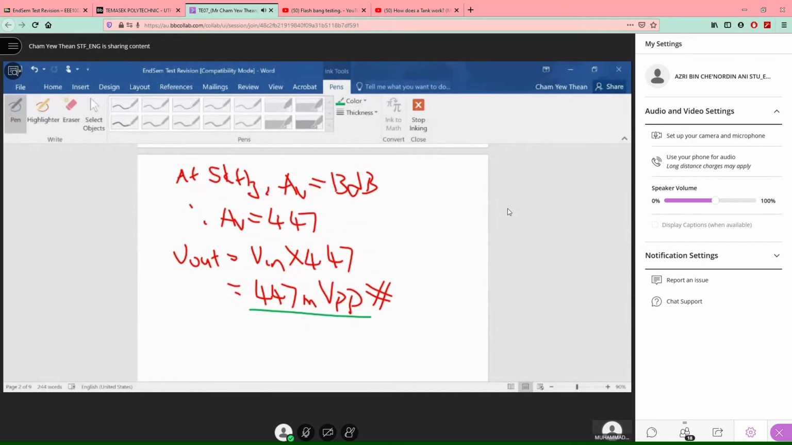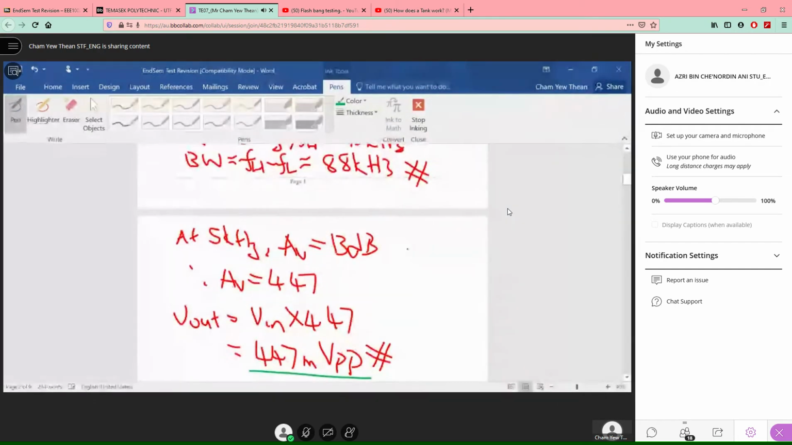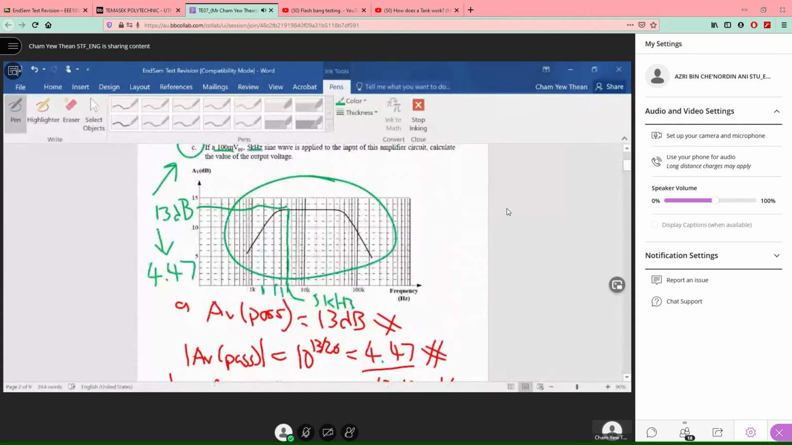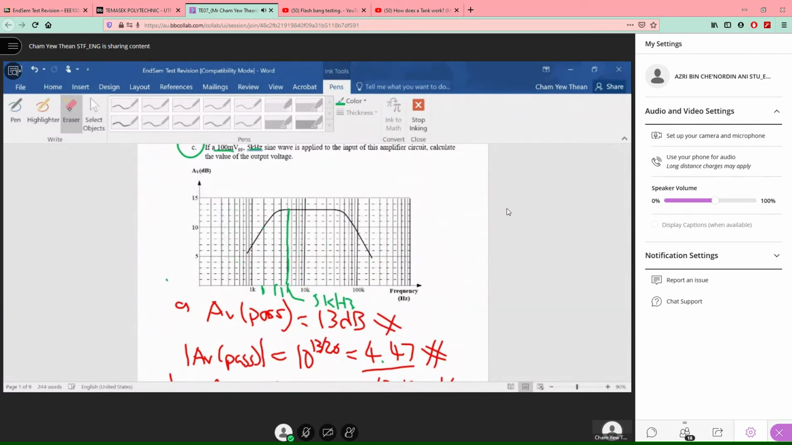So let's say I do something else. Should I confuse you further? No, I hope not. Let's say I ask you to inject in 100 millivolt. What kind of frequency will you like? Okay, let's say I inject a 100 kilohertz signal.